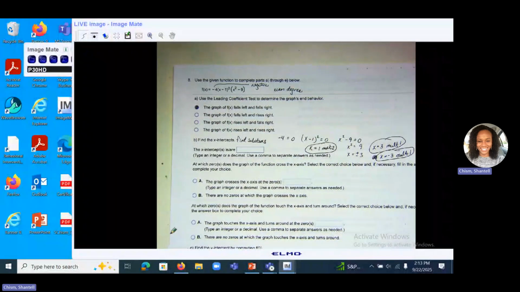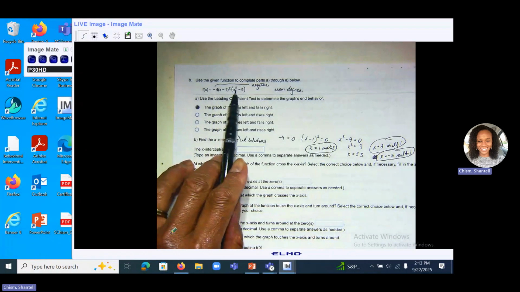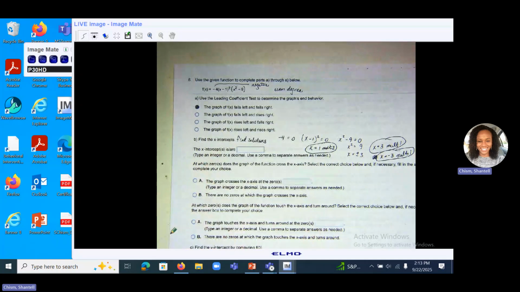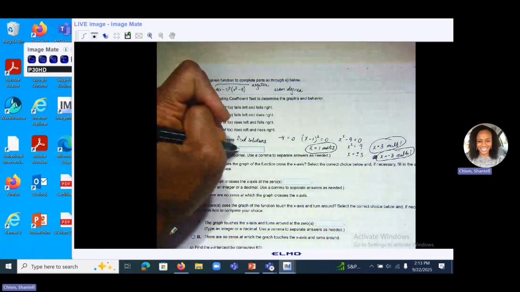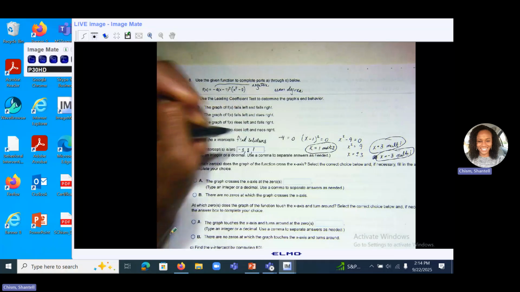There are technically 3 zeros, but that one is repeated twice. So that's why the number of zeros matches up with a degree of 4. Okay, so the x-intercepts are -3, +3, and then 1.